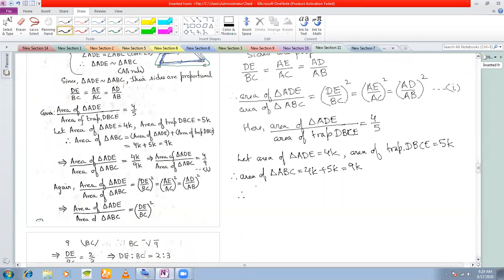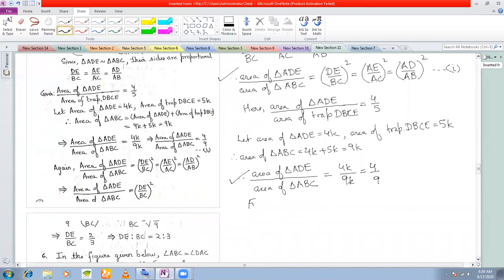So therefore, what is the ratio of the area of ADE and ABC? Therefore, area of triangle ADE divided by area of triangle ABC is equal to how much? ADE is 4K, and ABC is 9K, which is 4:9 or 4 by 9. So we have managed to find out the areas of these two triangles, and from 1, what do we know? This. So therefore, we start from 1 again.